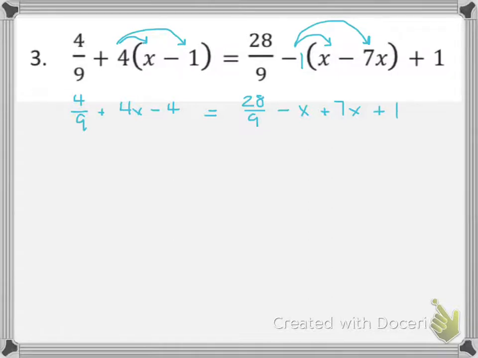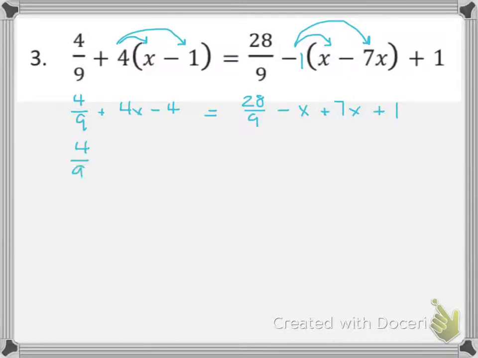Okay, still a lot of combining to do. So I've got a couple of constants here that I can put together, 4/9 and a negative 4. I would like the negative 4 to be in terms of ninths. So 9 times 4 is 36. So this is negative 36/9.